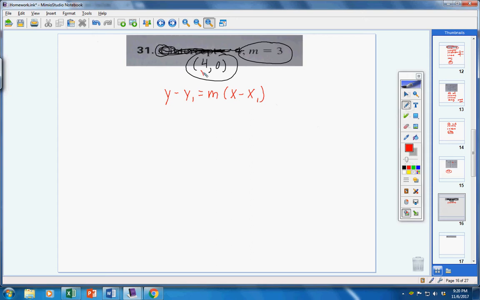So x, y, m. y minus 0 equals m, 3, times x minus x, which is 4. Now, y minus 0 is y. 3 times x is 3x. 3 times negative 4 is negative 12. And look, students, there's really nothing else to do because y is already by itself. Okay? Number 33.